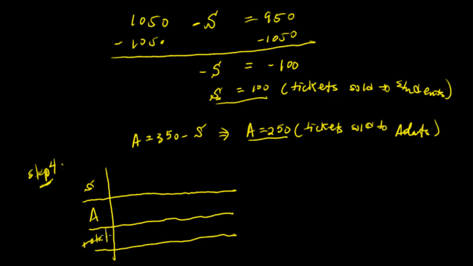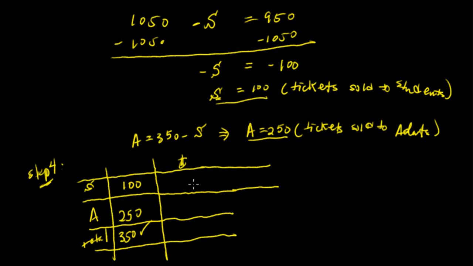Okay. So here's the S, here's the A. Here's our total. We had calculated that S was 100 tickets, right? A is 250 tickets. Altogether, of course, we have 350, so that's checked, right? Now let's take a look at the money part. 100 tickets, each one is costing $2. So we gathered $200 from selling tickets to students, and 250 tickets sold to adults, and then we gathered $3 each.